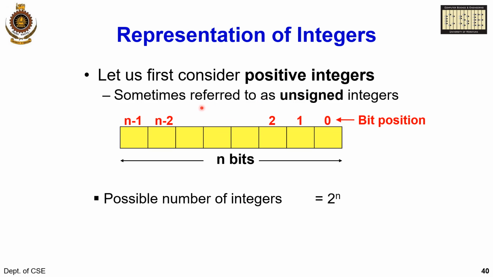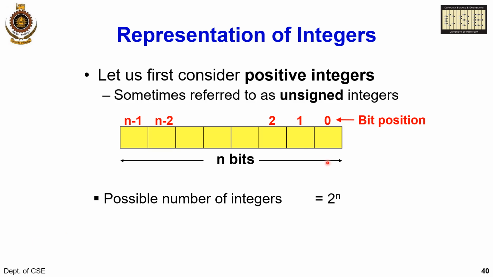Positive integers are also referred to as unsigned integers because we don't care about the sign, right? It's positive. You don't need to have a sign in front of it. Okay, this is the number of integers. So if we have a 3-bit register, 2 to the power 3 is 8, right? We'll have 8 different numbers that we can store there.